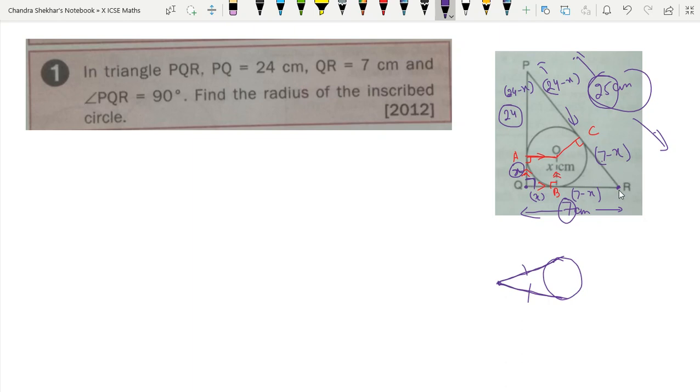So we can calculate x, and if I know x, then everything is done. We can get the radius. x is equal to this radius only. So we got it. Have you understood, all of you? Okay, so can you solve it? Okay, solve it.